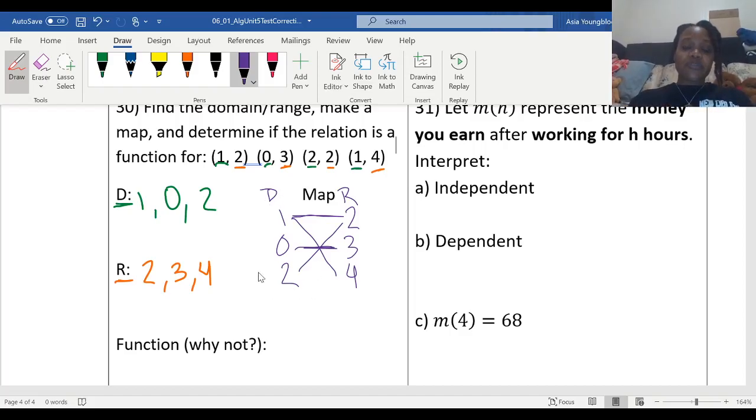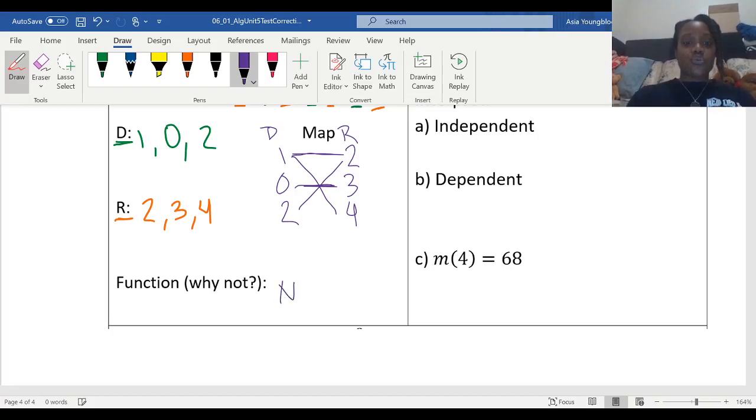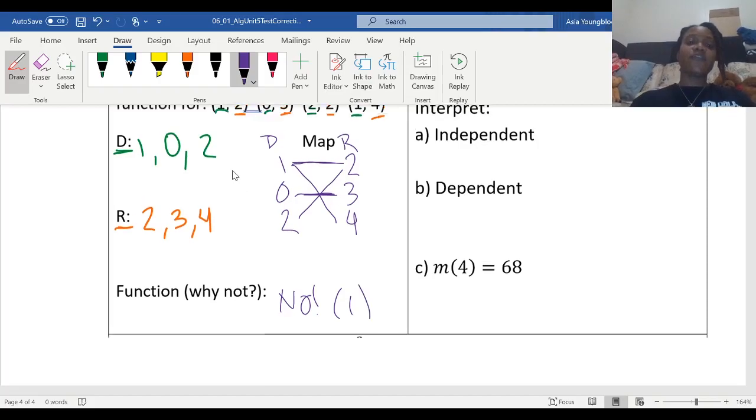So if we look at our domain, we want to see if any of these x values go to 2 different y values. We see the number 1 goes to 2 different y values, 4 and 2. So this is not going to be a function because of this x value 1. So we're going to say no because of the number 1.